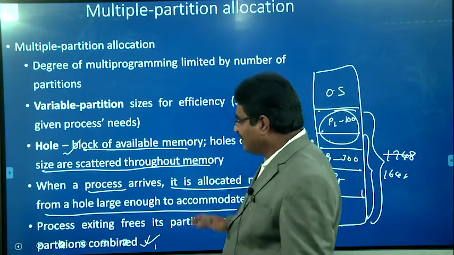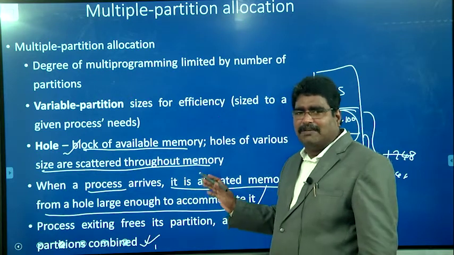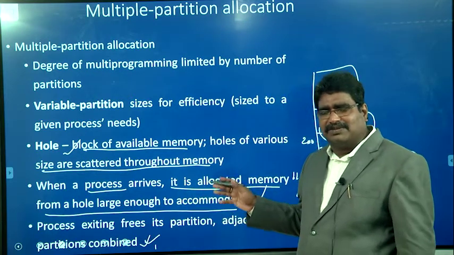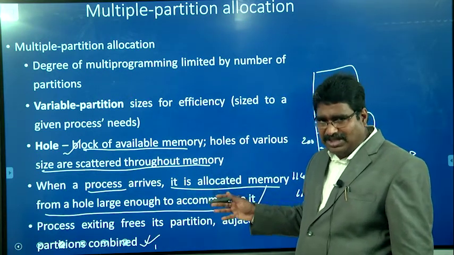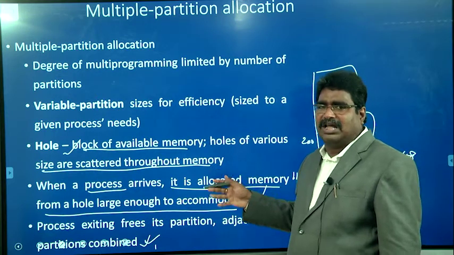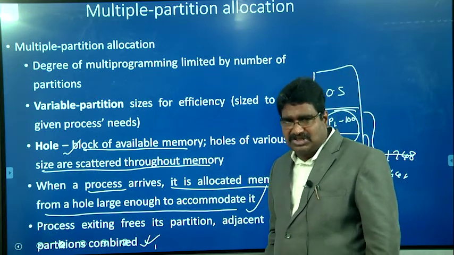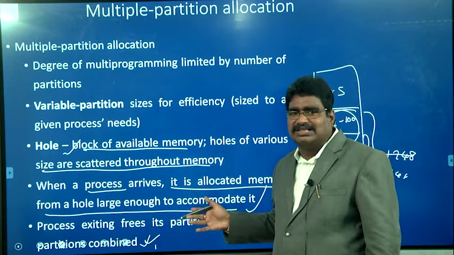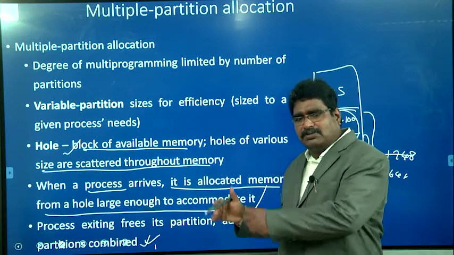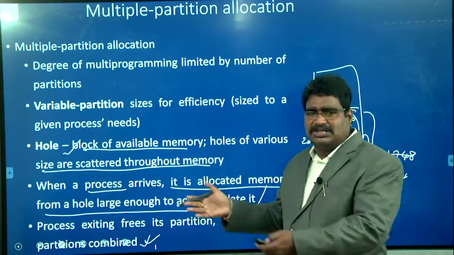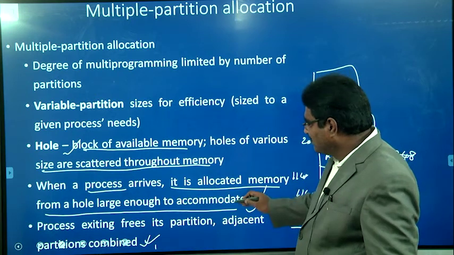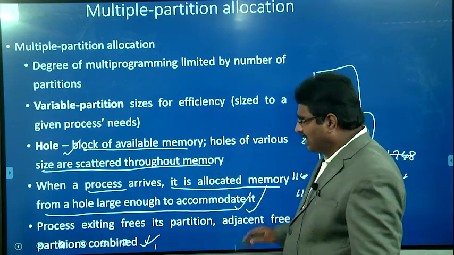And similarly, whenever a new process arrives, how is the memory allocated? The operating system must allocate a hole or free space whose size must be more than or equal to the required process size. If the hole size is less than the required process size, it is not possible to copy the entire process into the allocated memory. For that reason, it must be allocated more than or equal to the space.